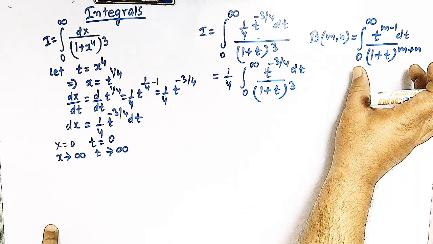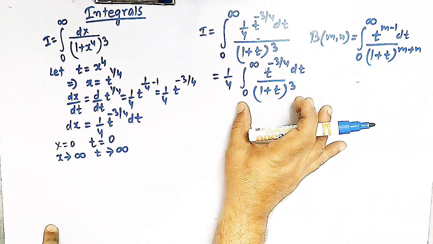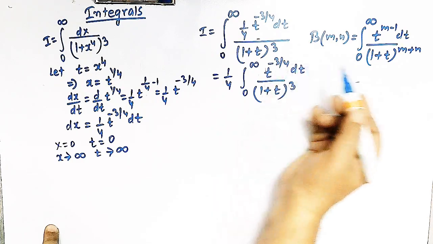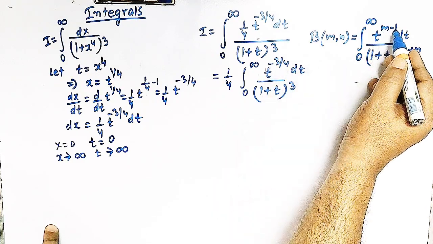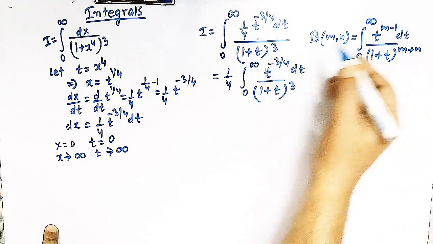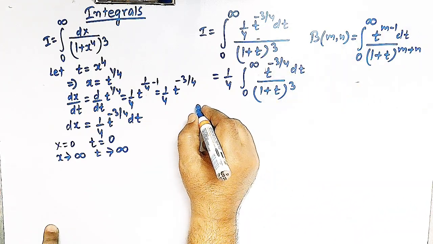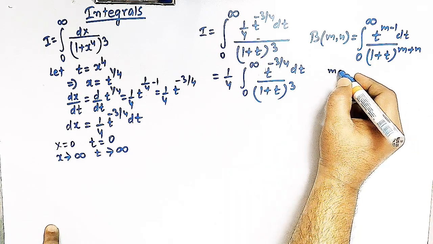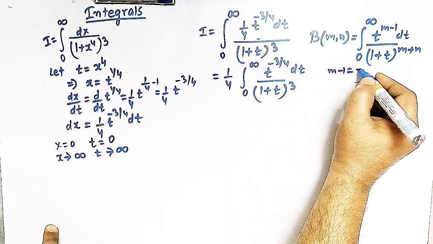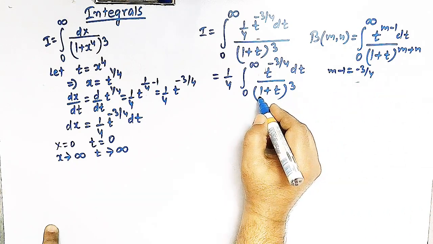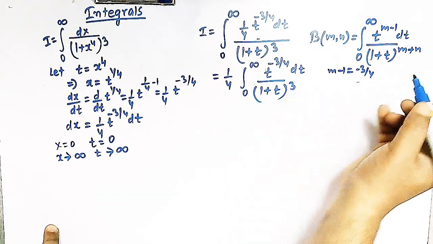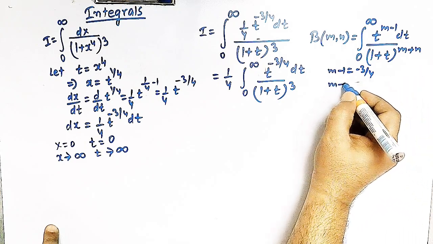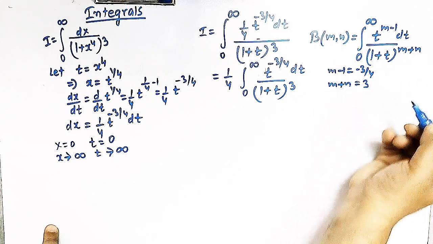So now if we compare this integral with this one, then here we have t raised to minus 3 over 4. Here we have t raised to m minus 1. So we can compare the exponents here to get the value of m and n. So we have m minus 1 is equal to minus 3 over 4. And here we have (1 plus t) raised to 3. And here we have m plus n. So we can write m plus n is equal to 3.